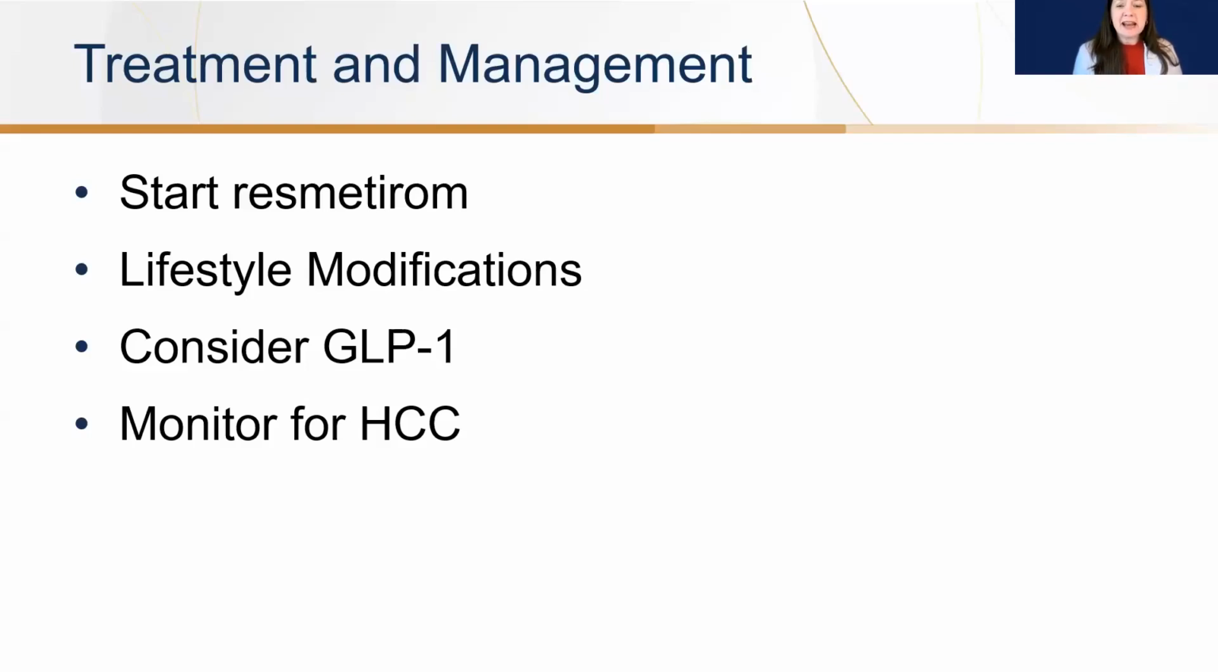And then because he is already at stage F3 fibrosis, we want to go ahead and start monitoring him for HCC. We don't actually have definite guidelines that state that we have to do that at this point, but it's good practice and considered to be pretty standard. So he could progress to cirrhosis and develop HCC pretty quickly.